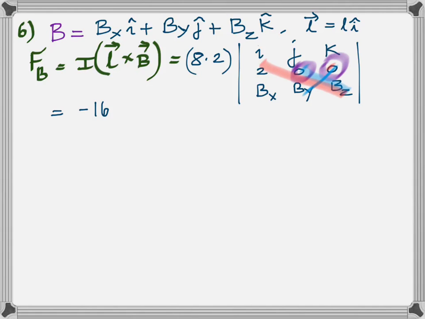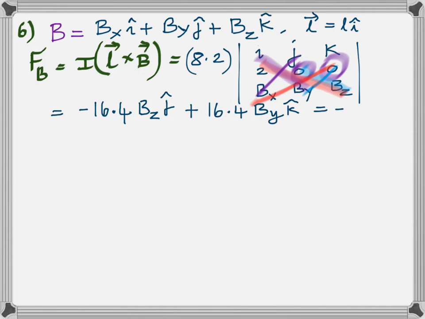Now that's how you take the cross product. To get the I, you go from 0 times BZ minus 0 times BY. That's cancelled. So just take a look at how you find the cross product and try to understand this.